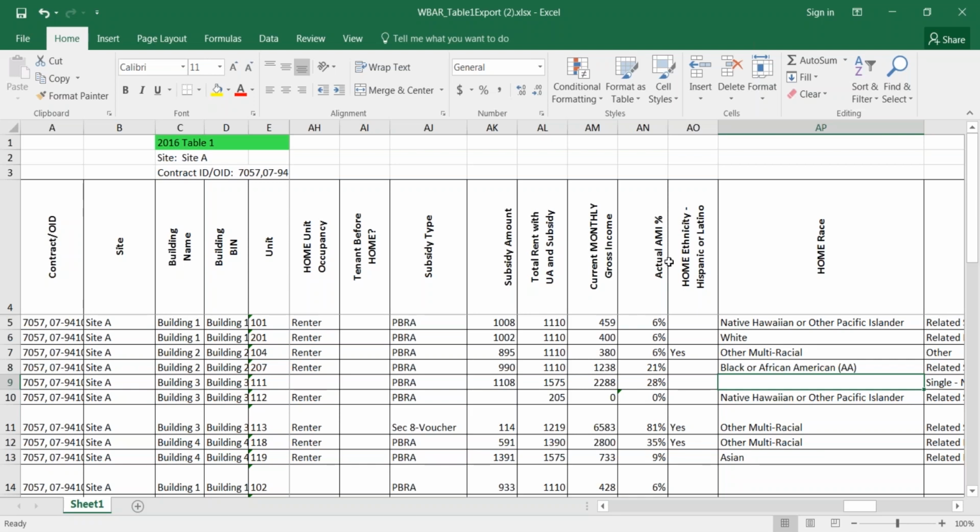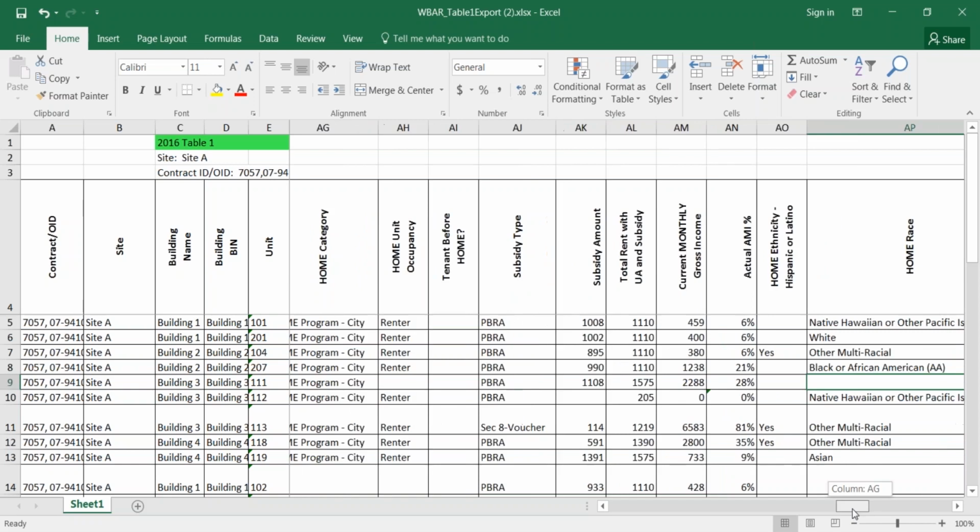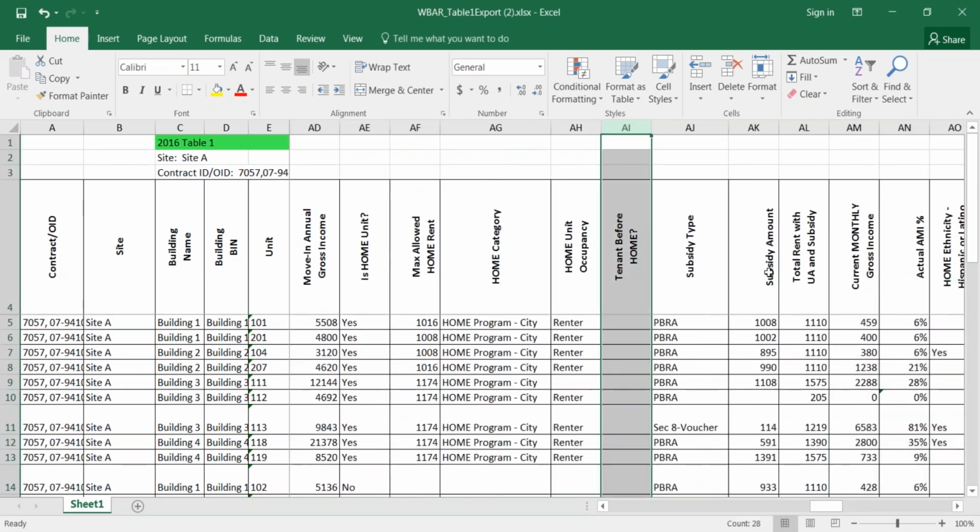Another thing to look at, this tenant before home column, which we talked about. I often get reports that have this answered yes for everybody, even if it's not a home unit, and even if there's no home funding in the property. And I suspect it may be an XML upload issue. So something to take note of if you're reviewing your Excel export before you submit. Just make sure that things make sense. If you're answering home questions on your Excel and you don't have any home funds, or if you're filling out home information for units that aren't home, that's something to figure out and correct.